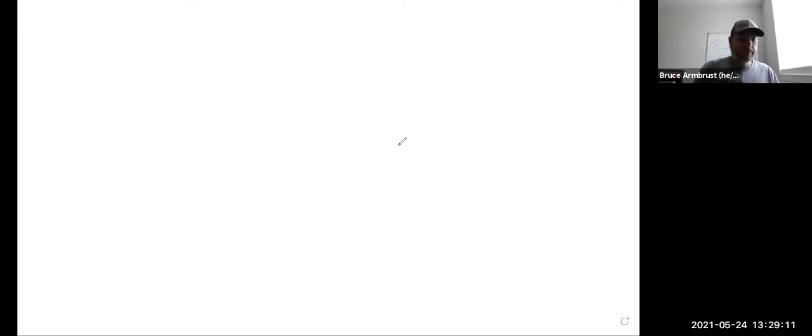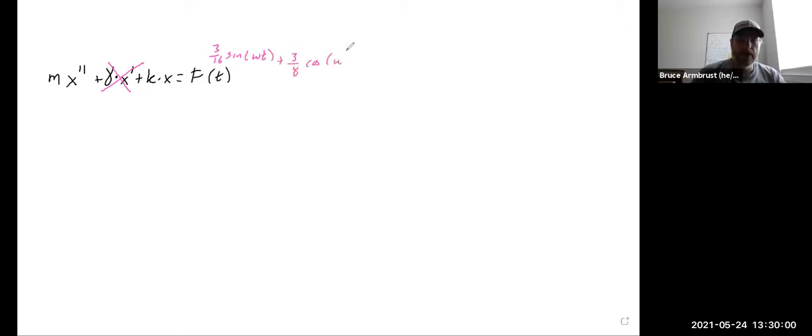So let's just start with the differential equation. Remember what that looks like. We have m, I'm going to call it x if you guys don't mind. So m x double prime plus gamma times x prime plus k times x equals our forcing function. We were not told any kind of resistive force was happening, so we'll just cross that out. We do know the force they told us was 3/16 sine of omega t plus 3/8 cosine of omega t. So that's what's going to go there, which means we have to find mass and k, m and k.